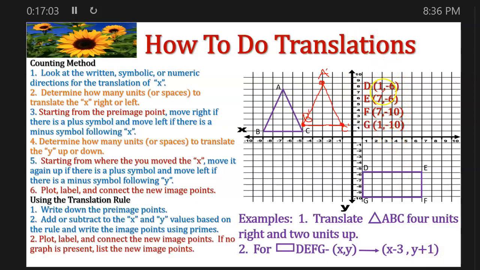and then we're going to add 1 to every single y value. So after you subtract 3, 1 minus 3 would be -2, and then -6 plus 1 would be -5. So our new points would look something like this after we subtract 3 from all of the x values and then add 1 to all of the y values. And now we have our new points, and that is our answer when we're using a translation rule without a graph. We just have to list the points.